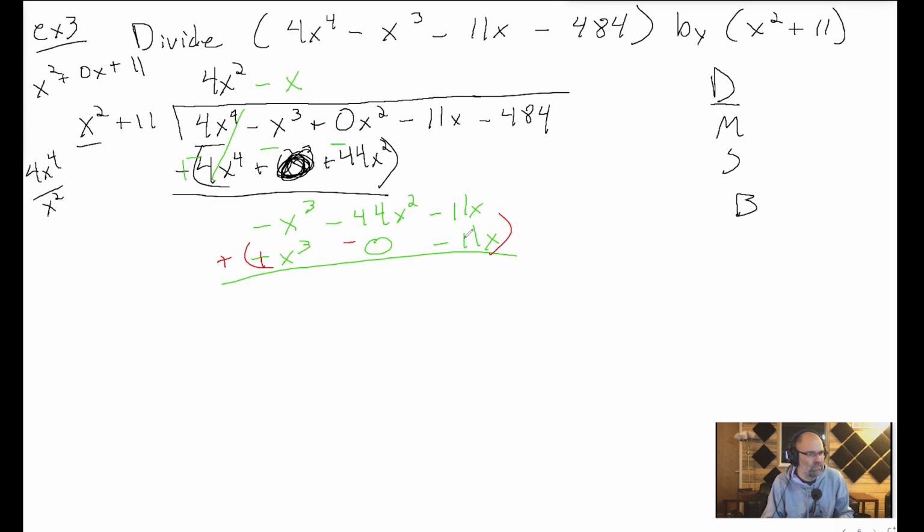Boom, boom, boom. So that is negative 11x becomes a positive 11x. Add it together, and they cancel. And then I'm left with this, minus 484 when I bring it down. So these, oh wait, sorry.